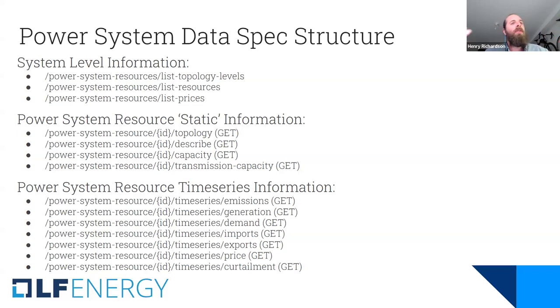And then more dynamically, there's a whole set of time series information. So what were the emissions at a particular time? And can you get that information from the grid operator? And we've cast a relatively wide net. So we want to know the emissions of the system, the generation on that system, demand, imports and exports, price and curtailment. So all of these different elements help describe a power system.